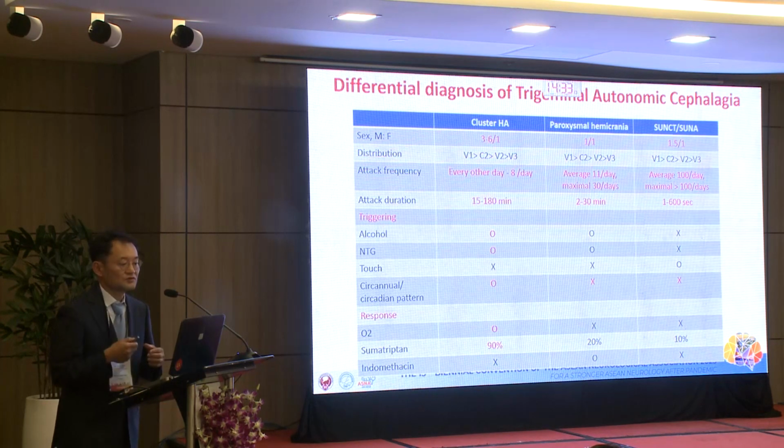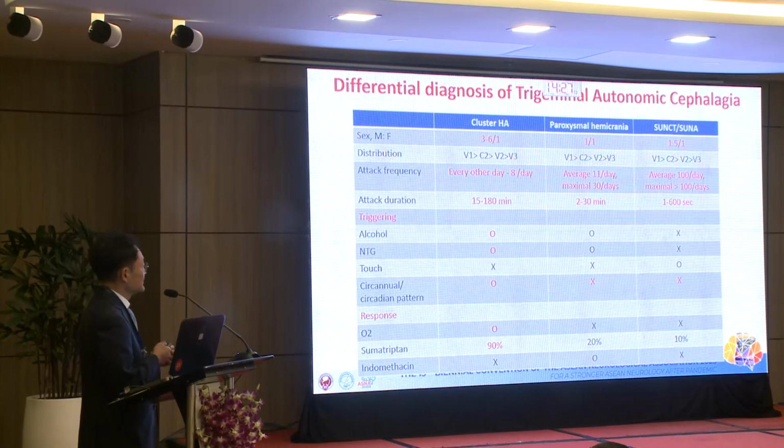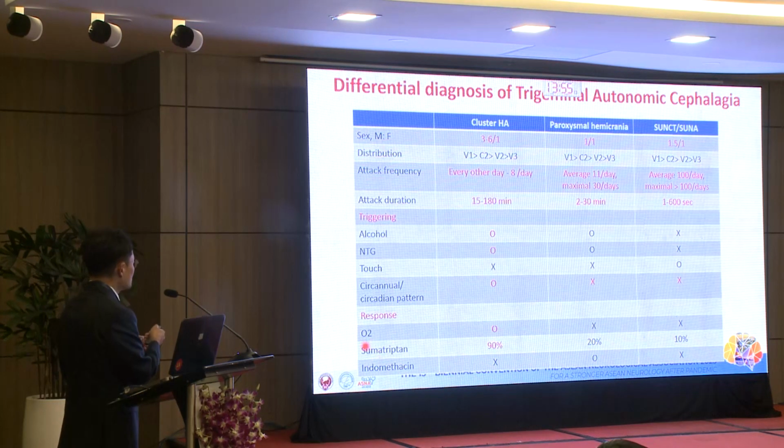Cluster headache belongs to trigeminal autonomic cephalalgias along with paroxysmal hemicrania, and they can be differentiated by sex distribution, attack frequency, attack duration, triggers, and treatment response. Cluster headache has a male preponderance, 3 to 6 times higher in men compared to women. The attack frequency is every other day to 8 attacks per day. Attack duration is 15 to 180 minutes. Cluster headache is highly triggered by alcohol and nitroglycerin, with a prominent circadian circular pain pattern, and also a good response to O2 and sumatriptan.